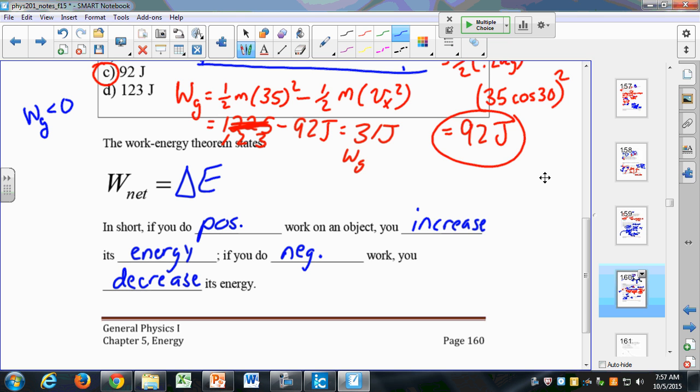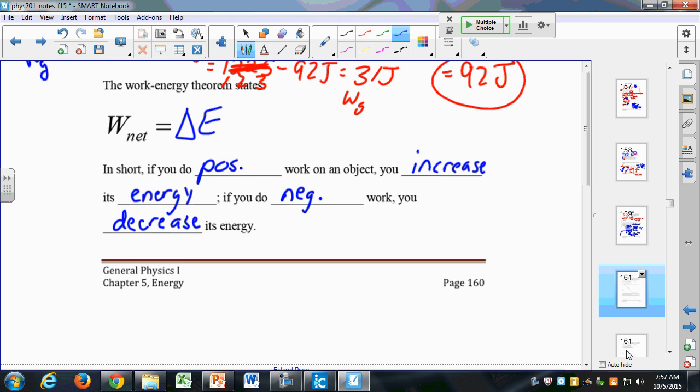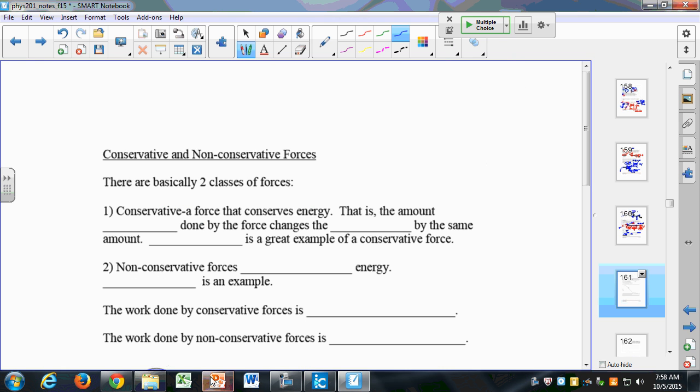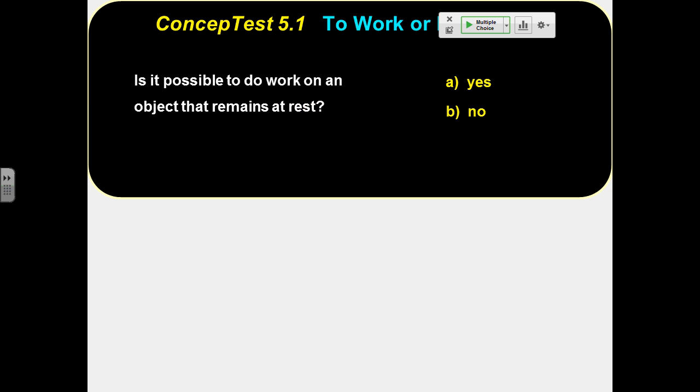All right. Let's do a few clicker questions, and then we might get into conservative forces today. We'll see. Did we do any of these yet? I think we did a few, didn't we? Might tell me which one we left off at. 9, 5 point. Okay.